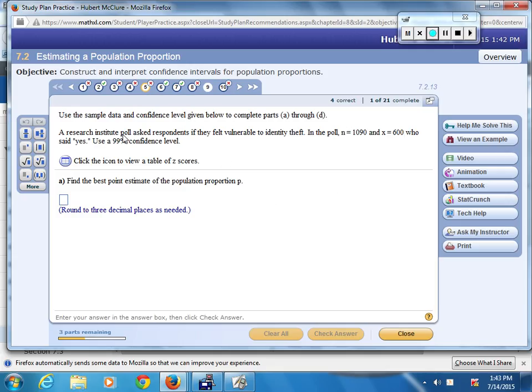Okay. A research institute poll asked respondents if they felt vulnerable to identity theft. In the poll, N is equal to 1090, X is equal to 600 who say yes. Use a 99% confidence level. All right.